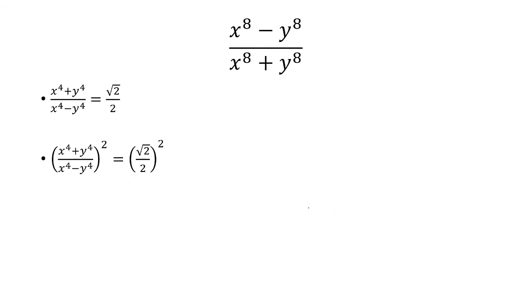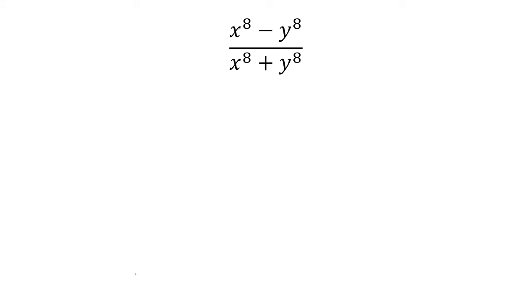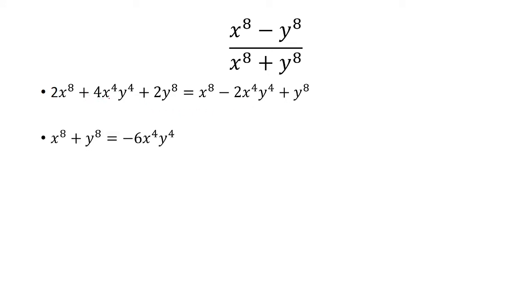So we're going to have to square both sides. And so we get this fraction now. Square root of 2 squared is 2. 2 squared is 4. 2 over 4 becomes 1/2. And now I can cross multiply to get this. Now I'm going to subtract both sides by x to the 8th y to the 8th. And then I'm going to subtract both sides by 4x to the 4th y to the 4th.